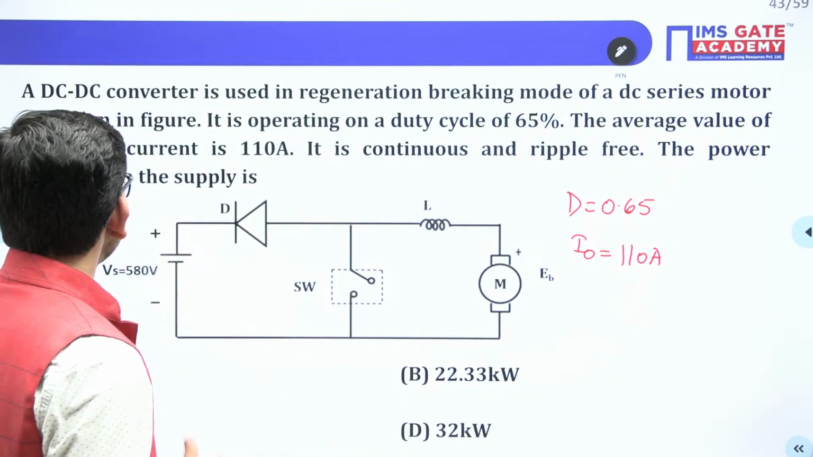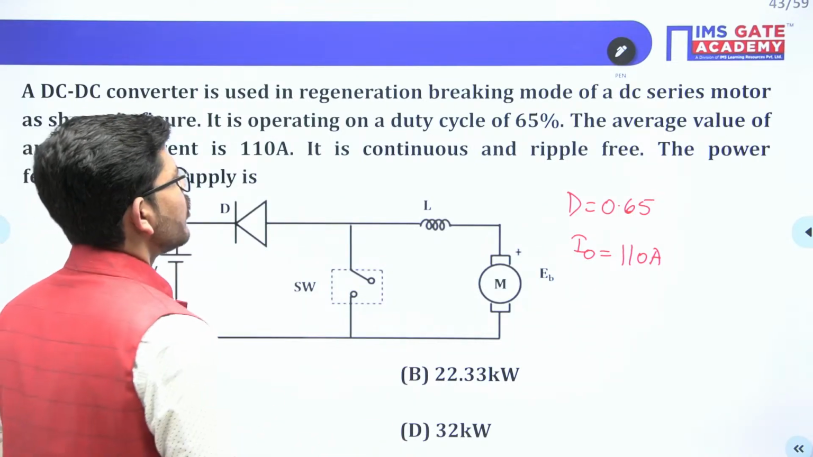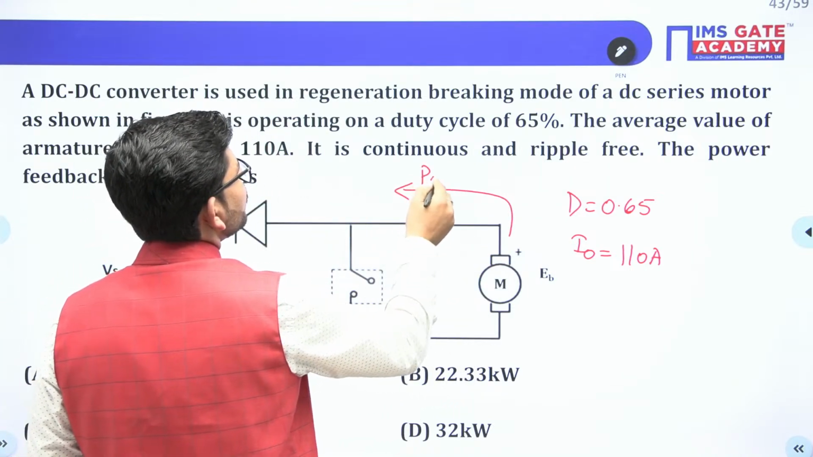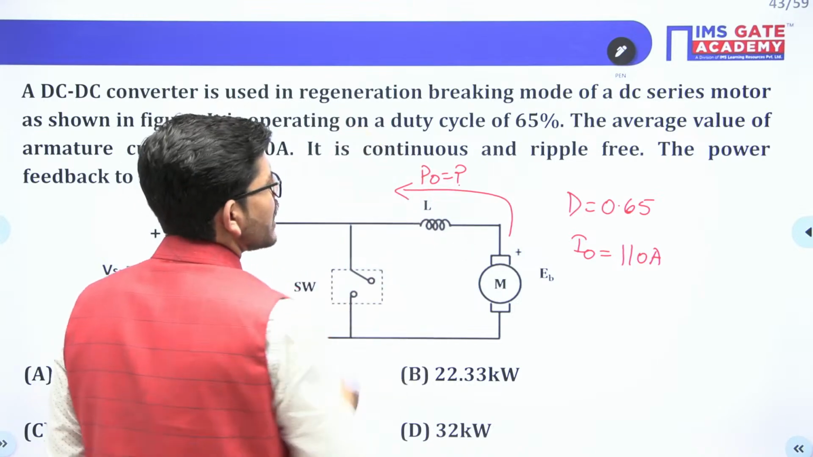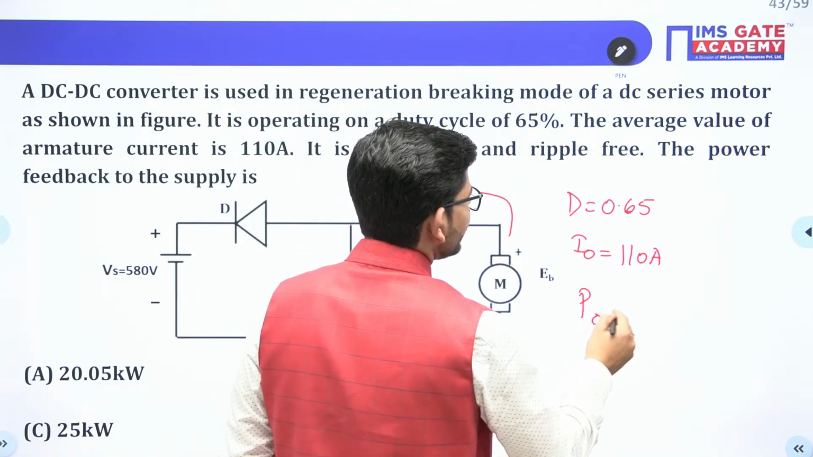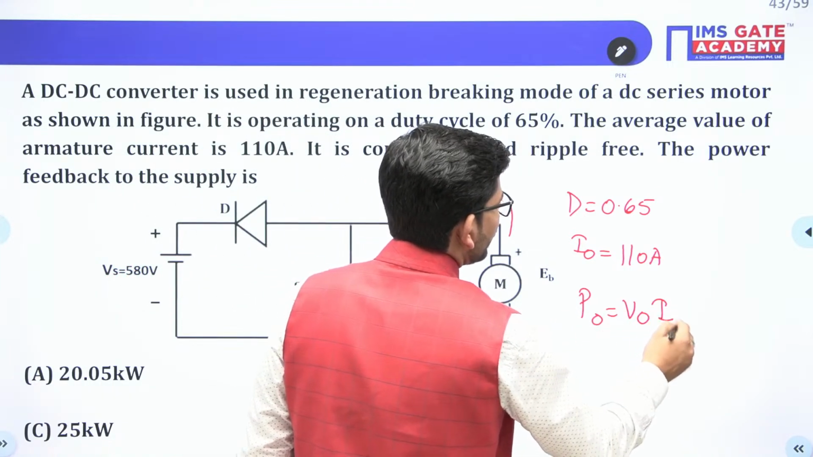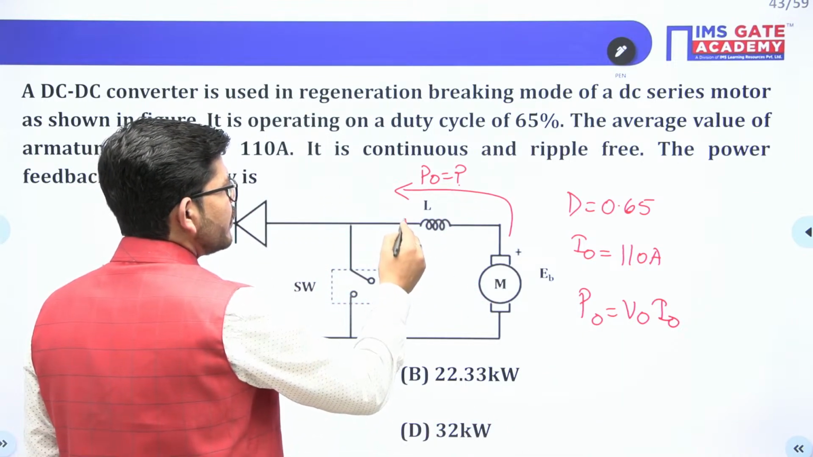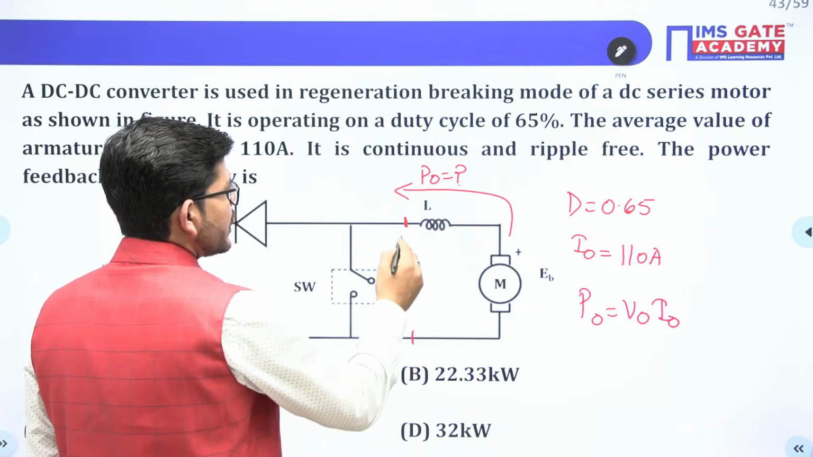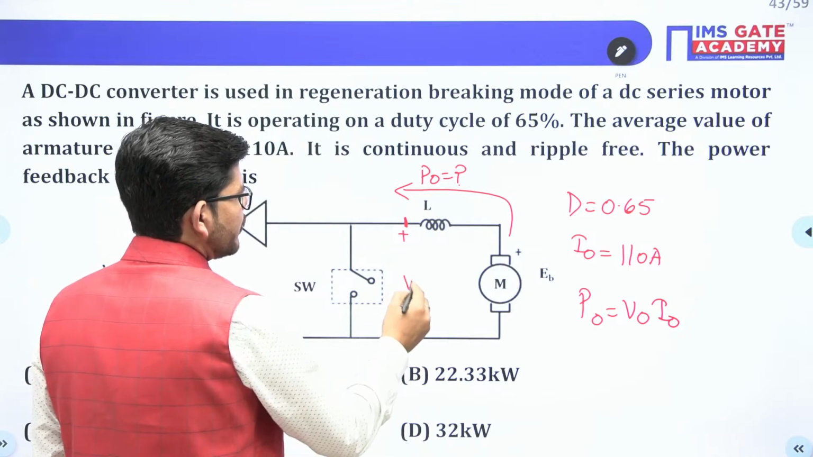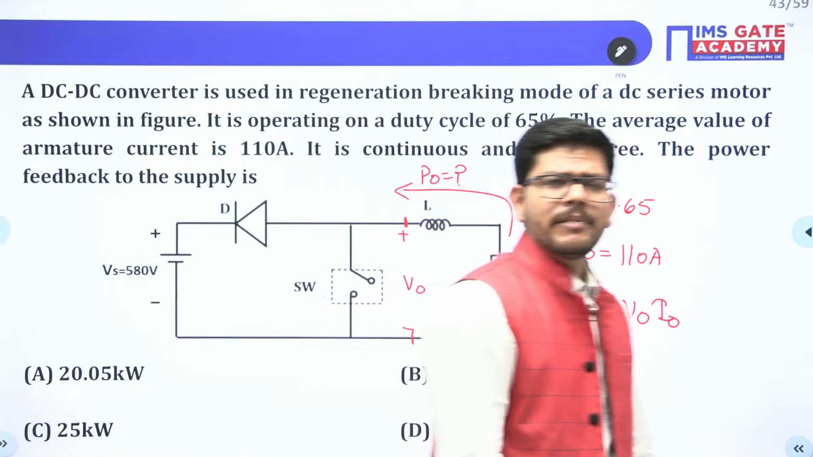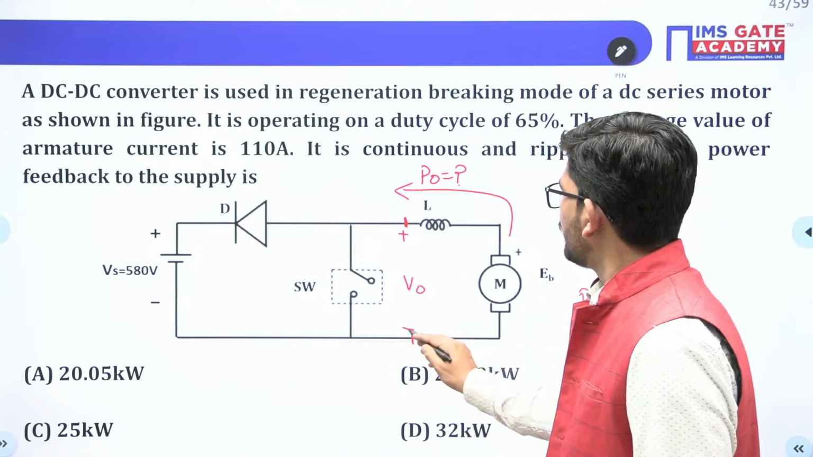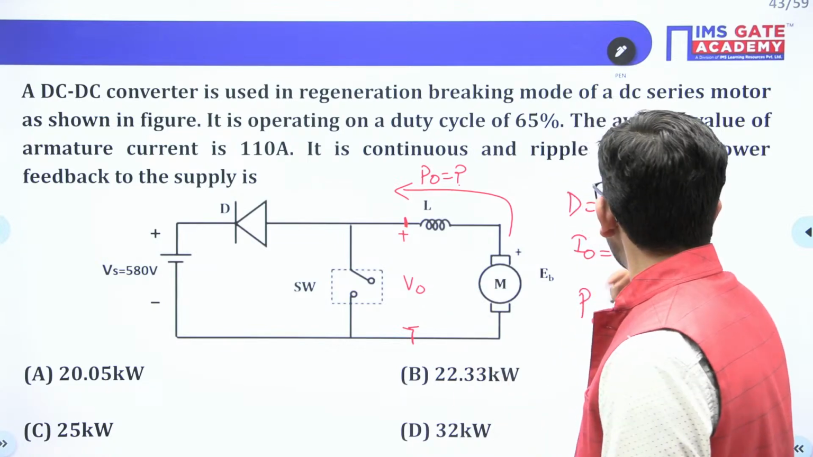Very good. The power fed back to the supply, whatever power is flowing from here to here, that power you have to calculate, and this calculation is very simple. This power will be V naught into I naught. What will be the V naught? V naught will be the terminal voltage of this motor. So let this be the terminal voltage of the motor, V naught. You have to determine first what the V naught will be, because I naught is given to you.